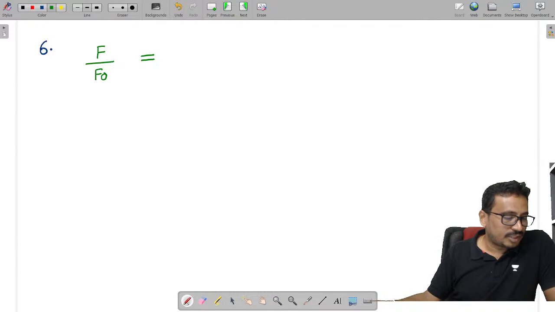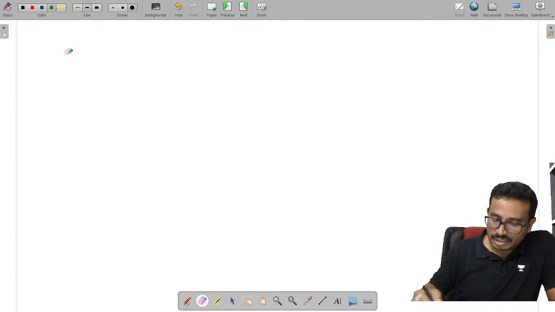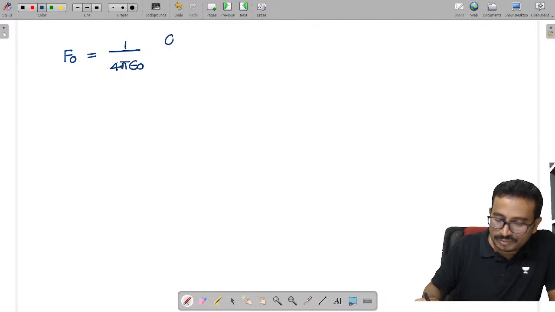F by F naught, what I will get, you tell me. Yaar, we have already seen this, no. You see this thing here. So this F naught which is given as 1 by 4 pi epsilon naught into Q1 Q2 by R square, right?